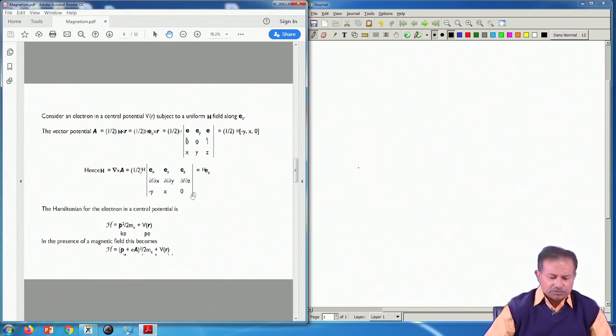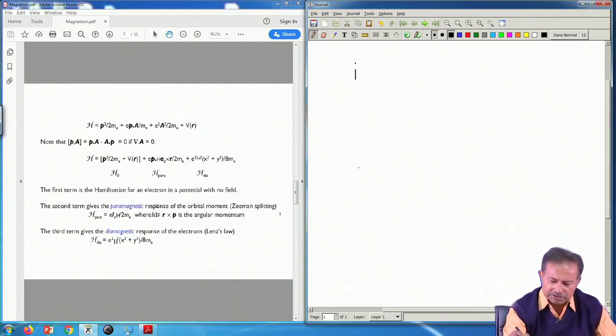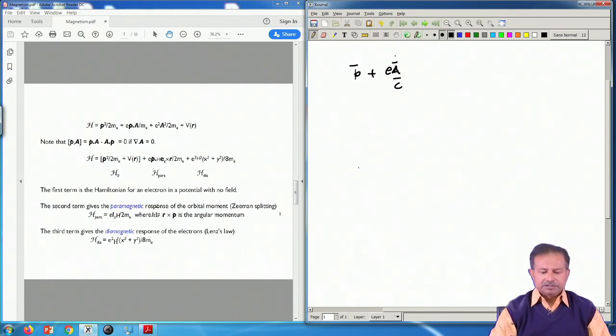So, let us just go through it. See, the typical Hamiltonian is p squared by 2m plus some central potential, say Coulomb potential or whatever. You can neglect this for the time being, because we are only interested in the magnetic part of it. So, just put a V of r anyway. In the presence of magnetic field, this will become the typical p minus eA by c, and this is the change in the Hamiltonian.